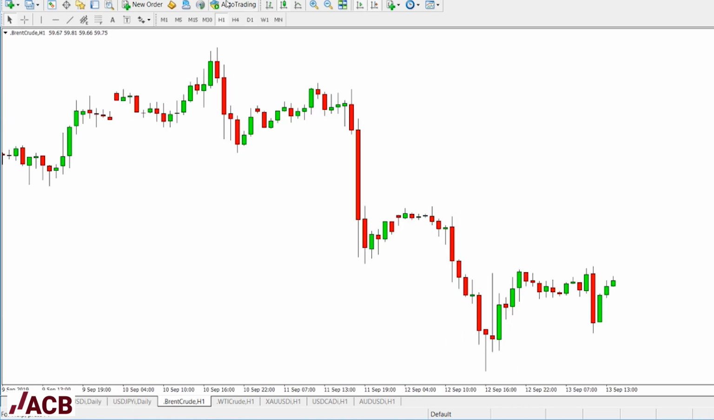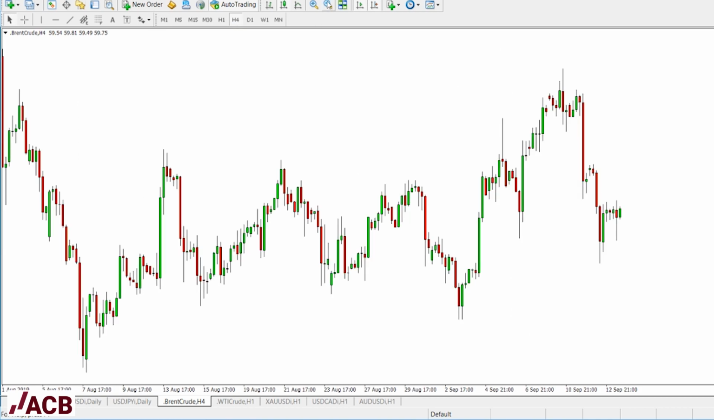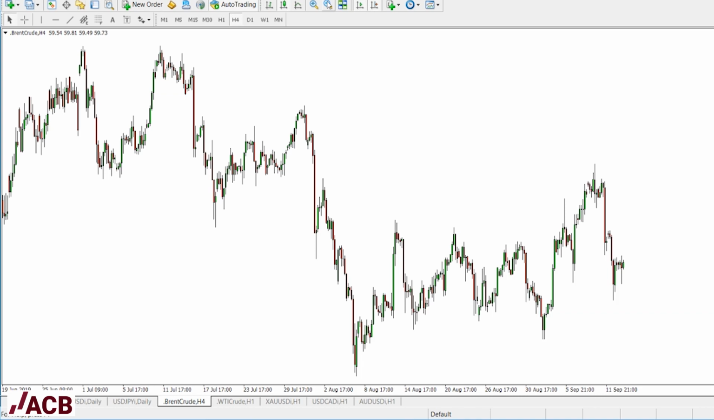Brent crude is our next one, which if we bring up the 4-hour chart, you can see we did get a pullback off of oil recently. You can see it nicely respecting this longer term trend to the downside.